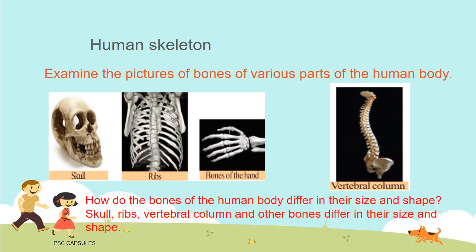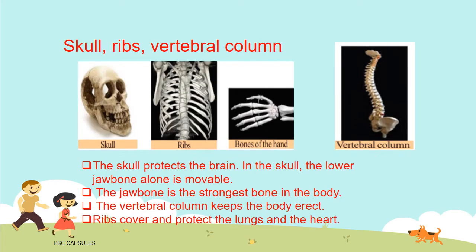Now we will come to the very important topic for PSC. The picture shows the bones of various parts of human body. You can see skull, ribs, bones of the hand, vertebral column. Skull, ribs, vertebral column and other bones differ in their size and shape. Why the bones of human body do not have same size and shape? Here is our star question. Which is the strongest bone in the human body? The jawbone is the strongest bone in the human body.